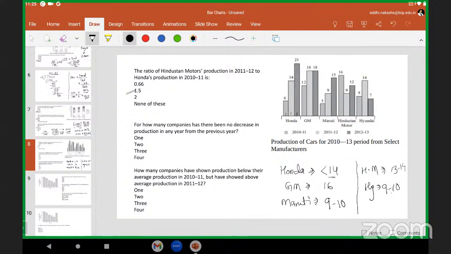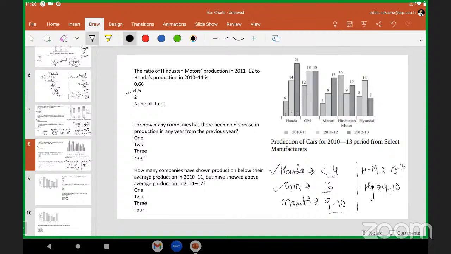So as this was less than 14 and it is showing somewhere around 14, that means it is greater. Okay, it is greater than the above average. So yes, Honda follows the rule. Next is General Motors. So General Motors average is 16. In the first it has shown 12, and then the next year it has shown 18. Yes, this follows.